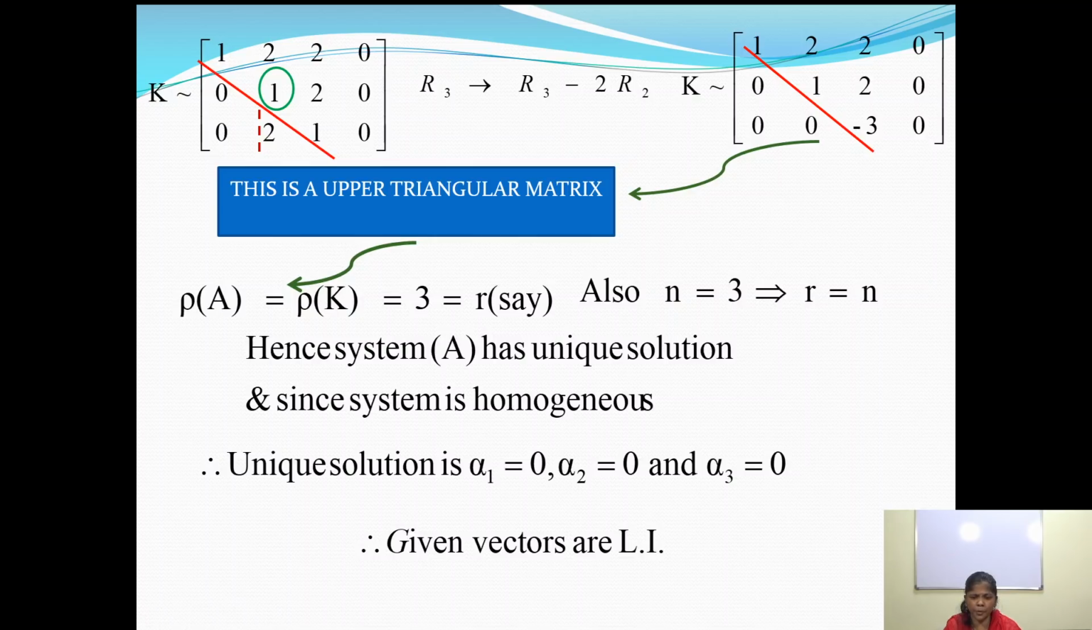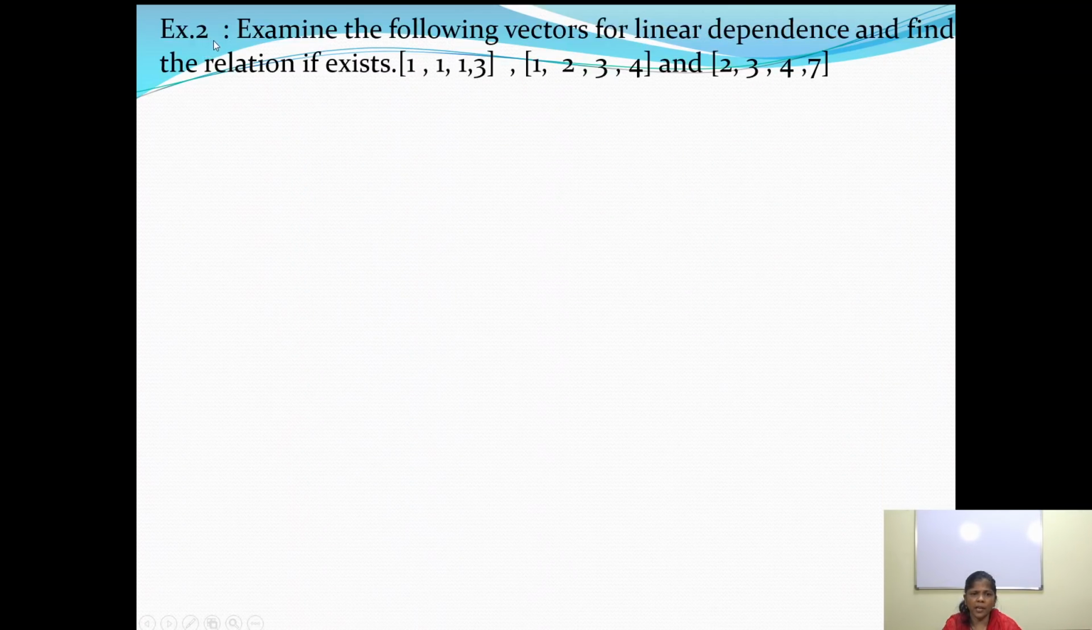So, I hope the procedure is clear to you all. Okay, shall we move to the next problem? Okay, so let us take next example. Examine the following vectors for linear dependence and find the relation if exist.